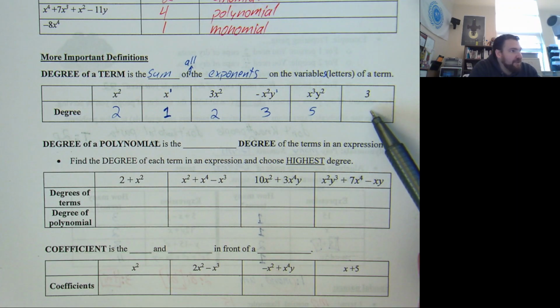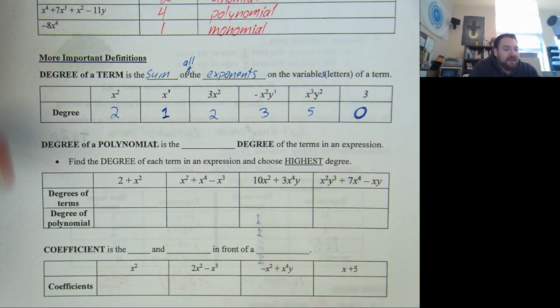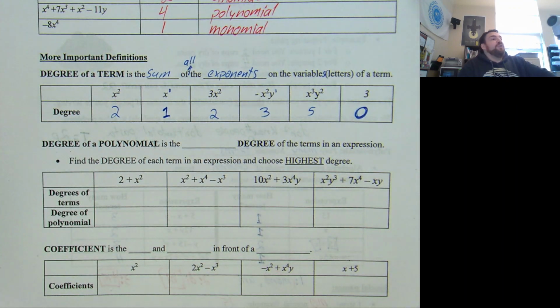Someone said none. What's the mathematical term for none, or the mathematical value for none? 0. You are correct, it is 0. Juno, you want to explain why? There are no letters, yeah. There's no variables.